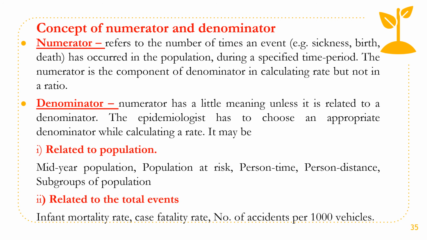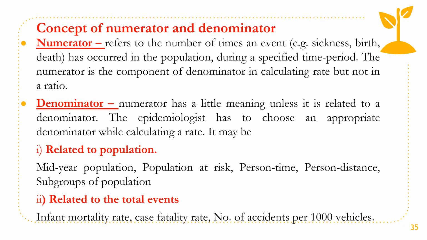Concepts of numerator and denominator. Coming to the numerator, the numerator refers to the number of times an event, for example sickness, birth, death, has occurred in the population during a specified time period. The numerator is a component of the denominator in calculating the rate, but not in the ratio. This is the major difference. If you are calculating the rate, then the numerator is a component of the denominator. But when you are calculating the ratio, this is not the case. The numerator may not be a component of the denominator.